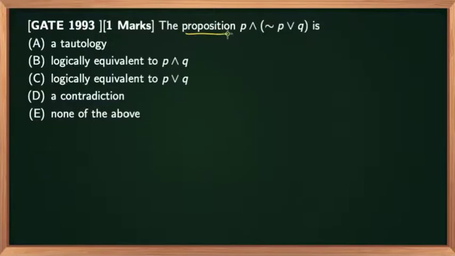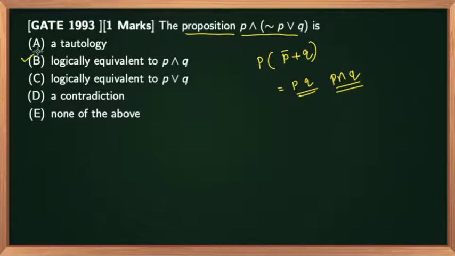The proposition P and (not P or Q) is... So we have some choices here. So let me see, P and (P bar plus Q), right? So that's equal to PQ, or it is equal to P and Q, right? So the answer should be B.